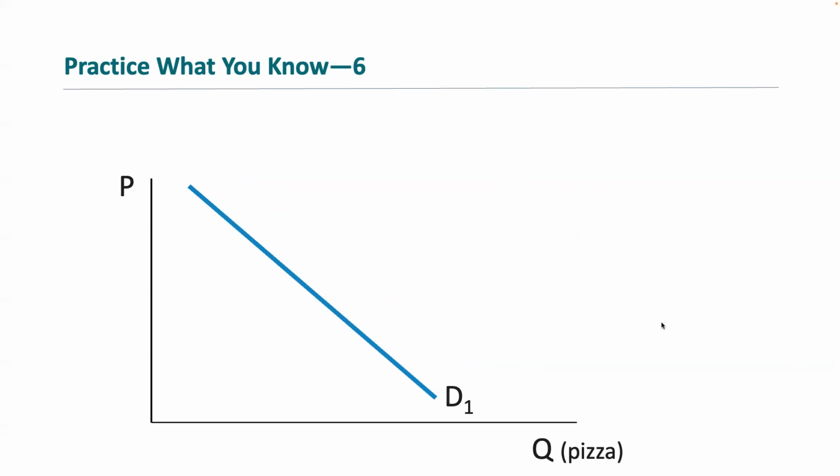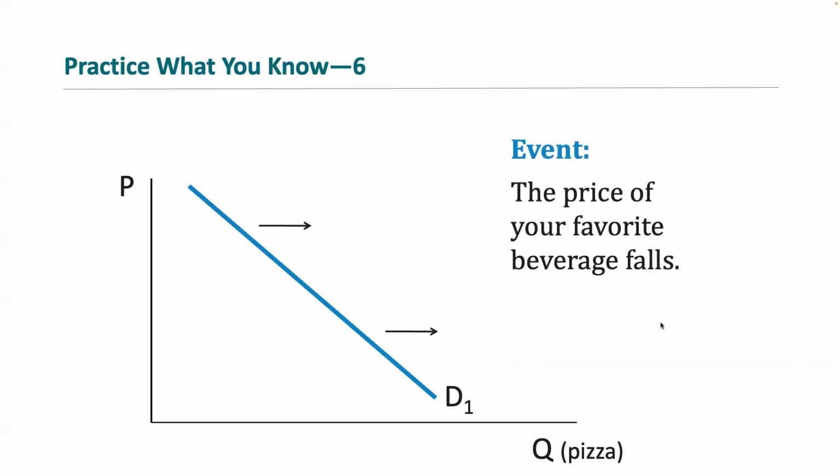Now, another practice what you know, in this case, we're looking at the price and demand for pizza. And the event that's happening here is that the price of your favorite beverage is falling. Now, in this case, we're considering that your favorite beverage and pizza are complements. If the price of your favorite beverage goes down, you're going to consume more of your favorite beverage, which in turn is going to make you consume more pizzas. So that demand curve for pizzas is going to jump or shift over to the right.